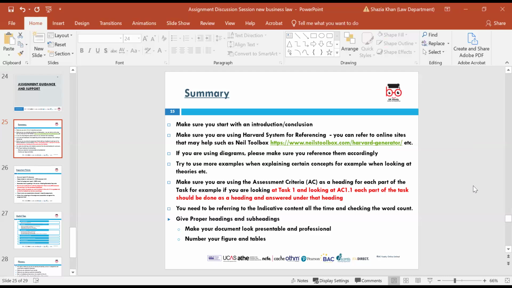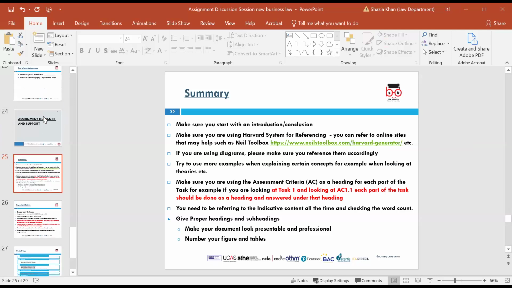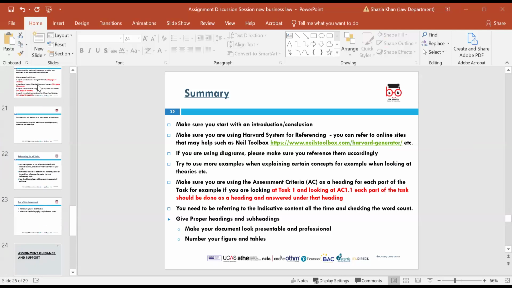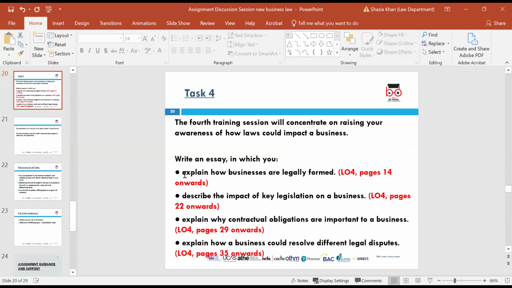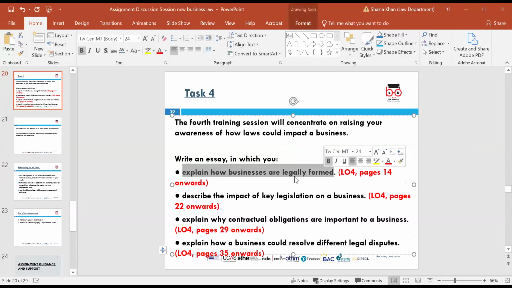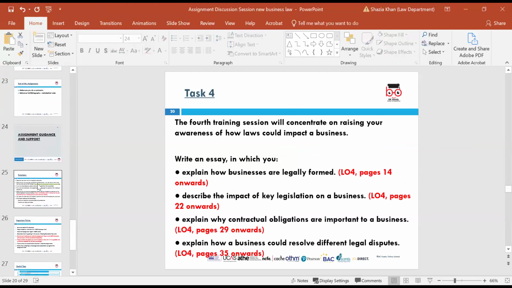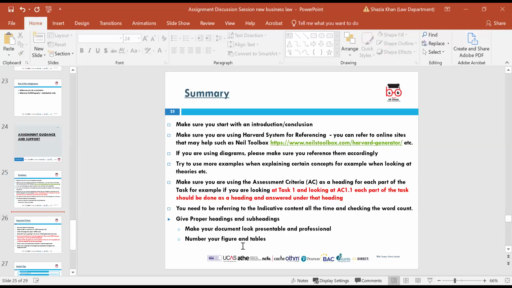Try to use more examples when explaining certain concepts, for example, when looking at theories, practices, cases, things like that. Make sure you are using the assessment criteria as a heading for each part of the task. For example, if you're looking at task 4, the assessment criteria are these as headings. Use these as headings, and this is to identify that you've completed every element of the assignment.